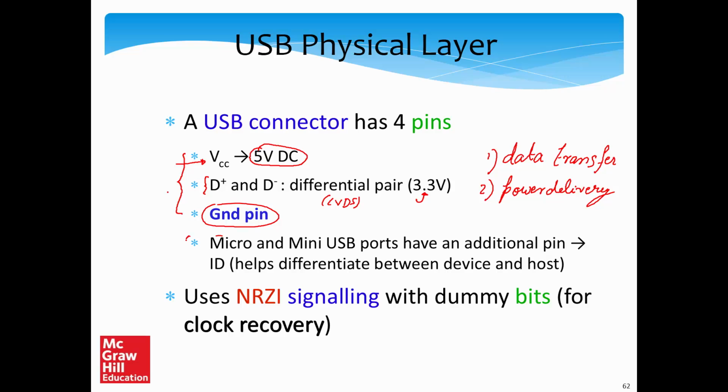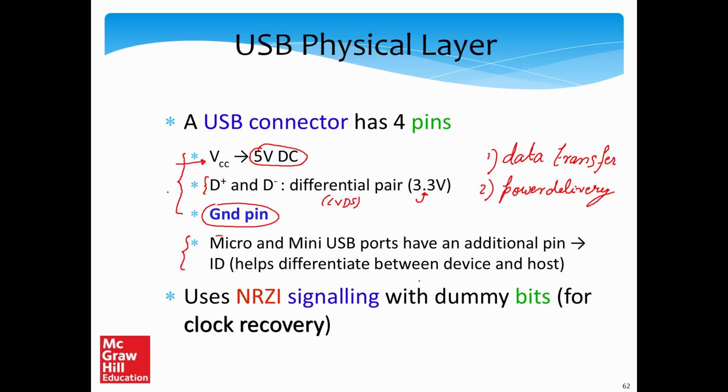Micro and mini USB ports you will typically find in smaller devices like phones and tablets. They have a different connector. The standard USB connector does not go in there, since it is kind of large for these devices. They have a significantly smaller connector, and these devices actually have 5 pins. In fact, at the moment I'm taking a look at my phone's micro USB port.